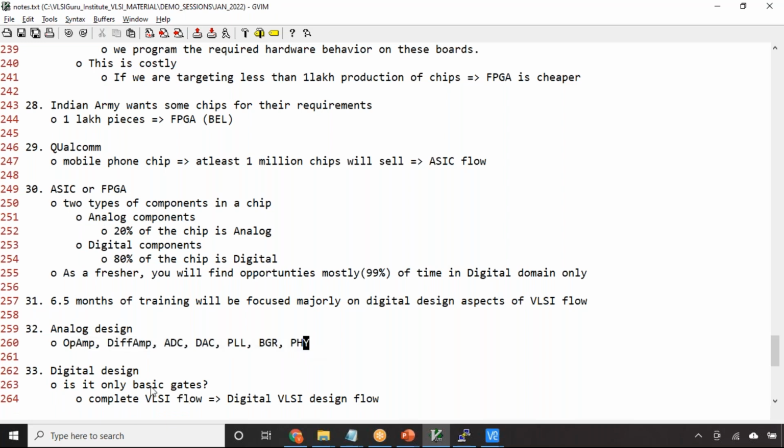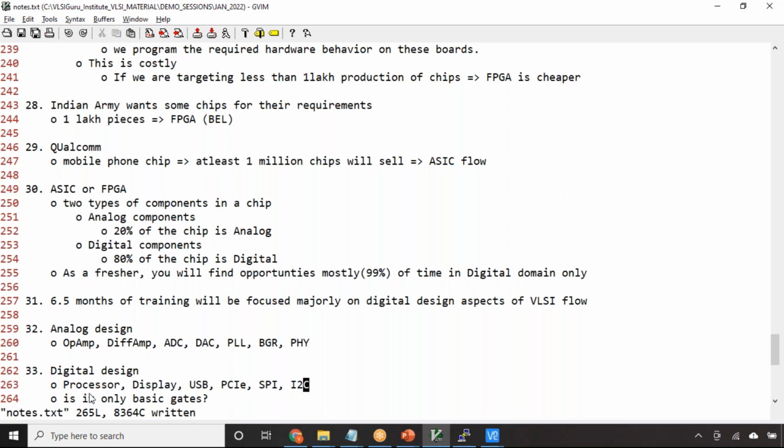Anything other than that is digital components. Your processor is a digital component. In your mobile phone, the processor will be there, the display subsystem, USB, PCI Express, SPI, I2C. These are all called digital components because they don't require analog kind of behavior.